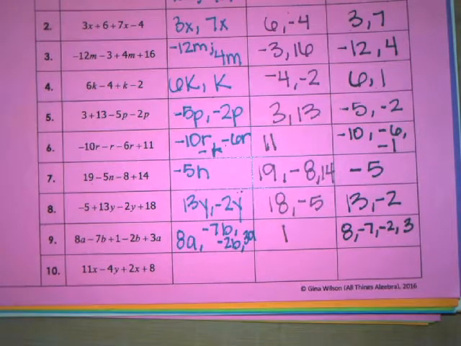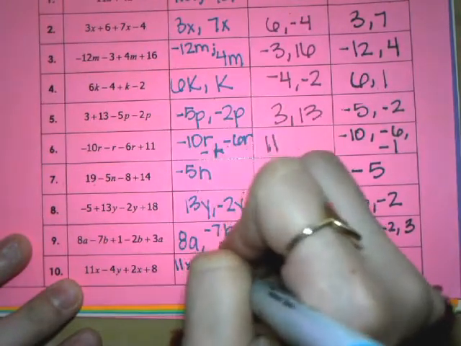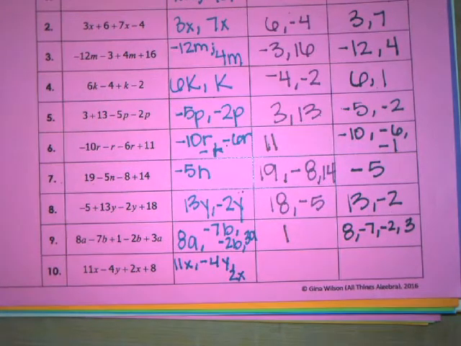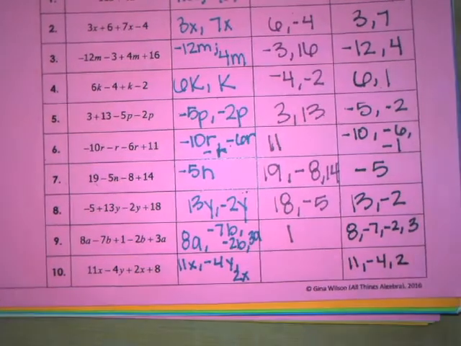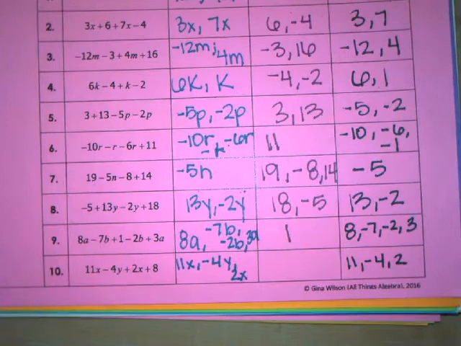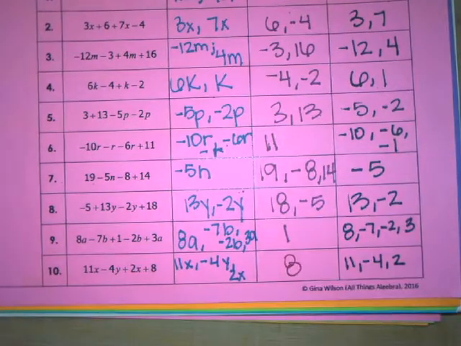11x, -4y, and 2x. Perfect. 16, what are my coefficients? 11, -4, and 2. Excellent job. And number 18, what are my constants? 8. Okay, do I have any questions on any of that?